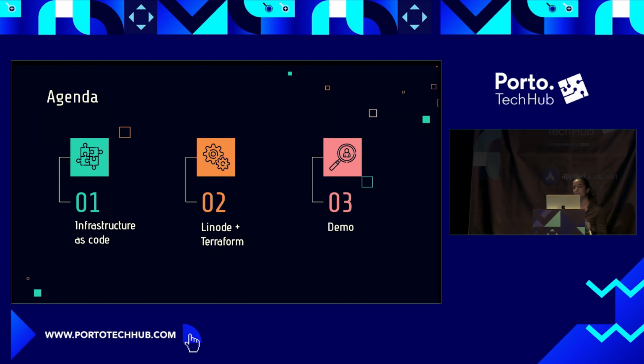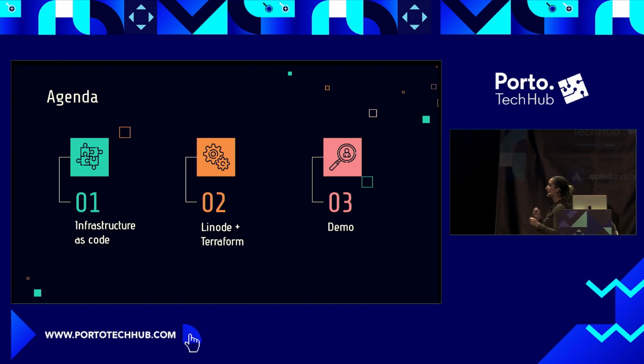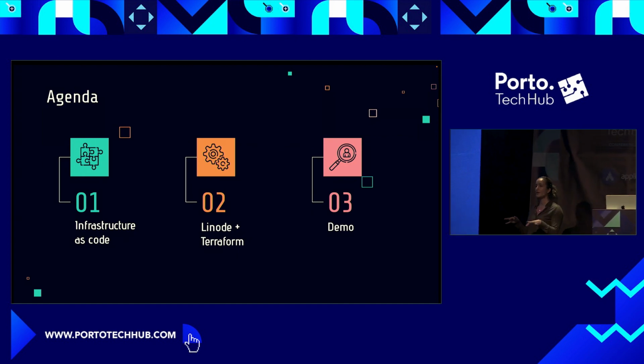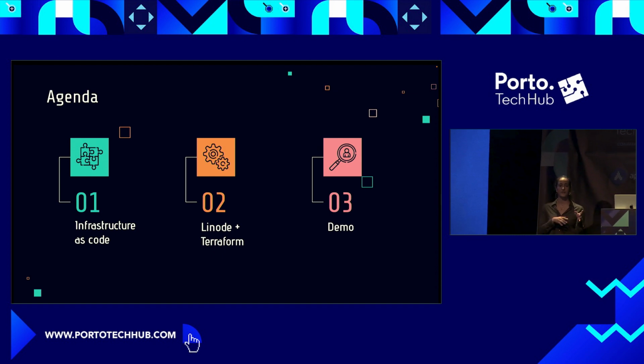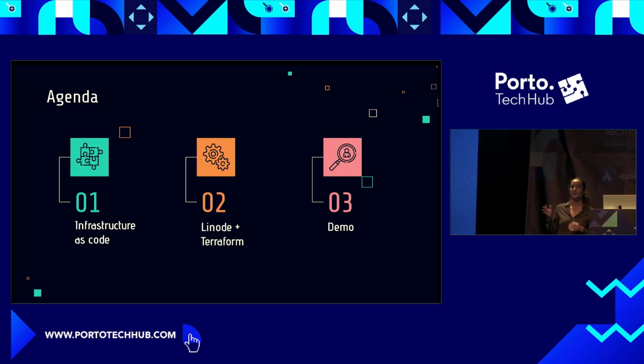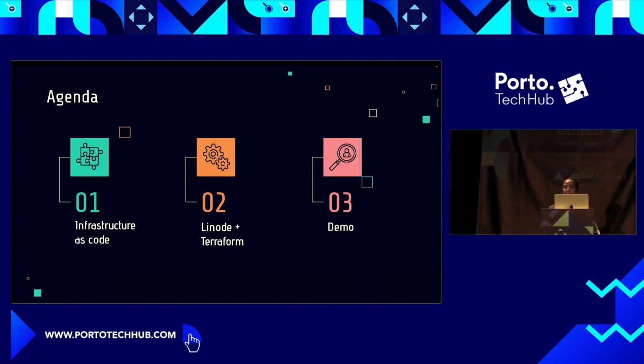All right, so in this talk, we're going to go through an intro to infrastructure as code. And if you haven't used infrastructure as code or you don't know what it is, don't worry. We're going to go through it. We're going to go through use cases. We're going to talk about some of the benefits. And then we're going to talk about Linode and Terraform. And those are the two tools that I walk through in the presentation. And then we'll do a quick demo, and I'll show you how to set up your own infrastructure.